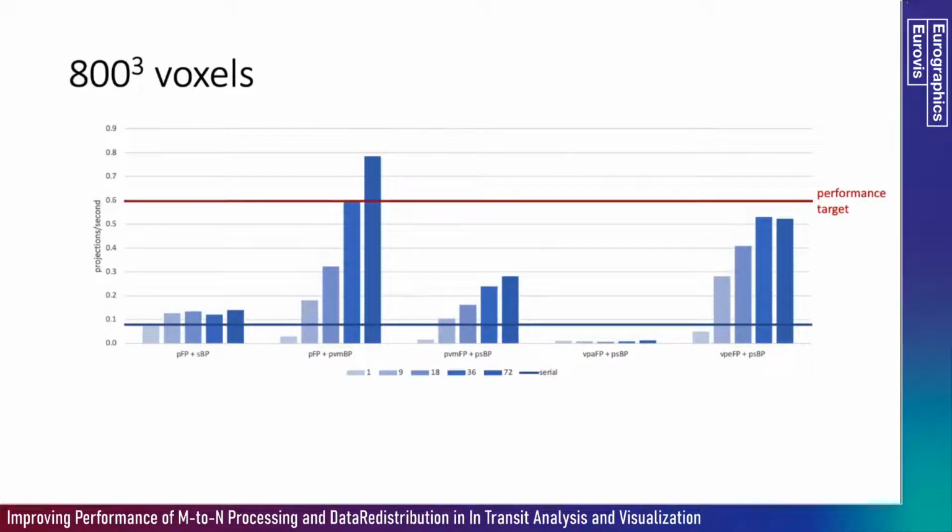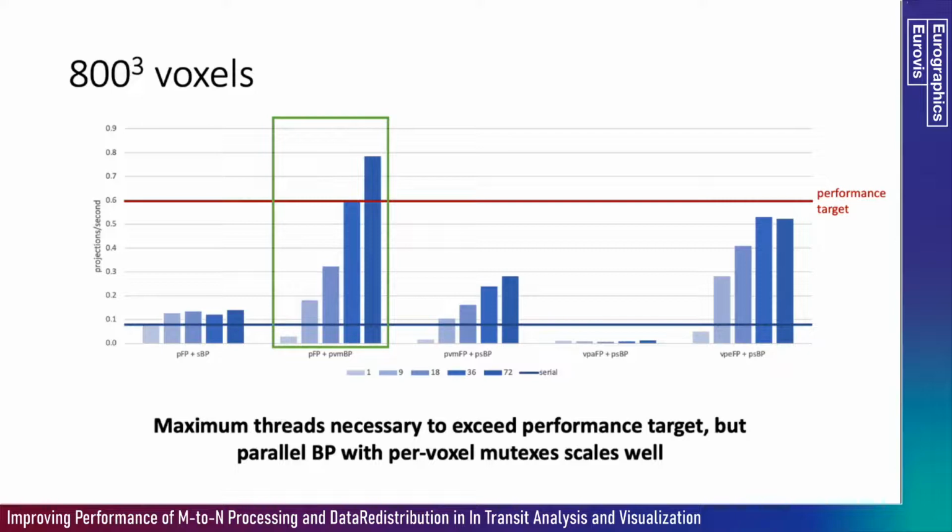Finally, doubling the resolution in each dimension once again to 800 cubed voxels. Here, we are just shy of the minimum performance threshold with 36 threads, that's half of the total available on our test platform, but 72 threads provide sufficient performance to exceed our threshold using parallel back projection with per-voxel mutexes. Importantly, the trend here suggests absolute performance could improve with this strategy using more threads. Additional hardware resources might provide additional benefit if we need to support 800 cubed voxel volumes in future imaging scenarios.